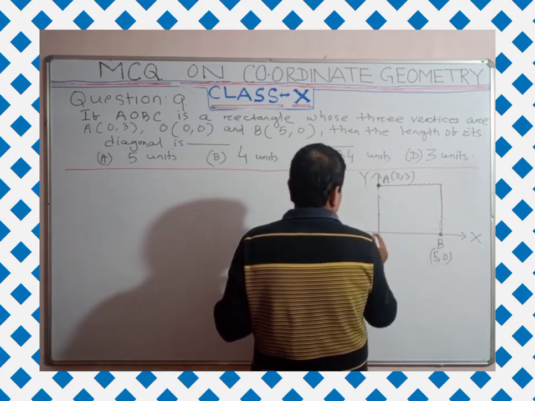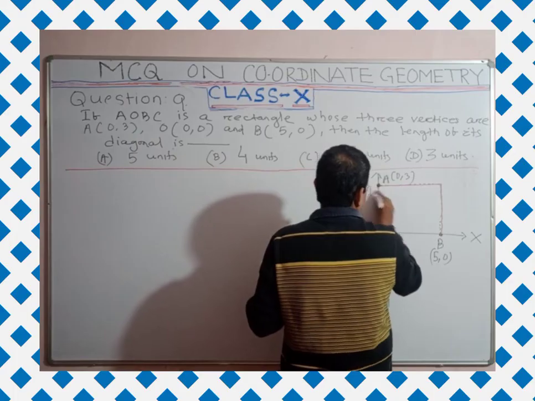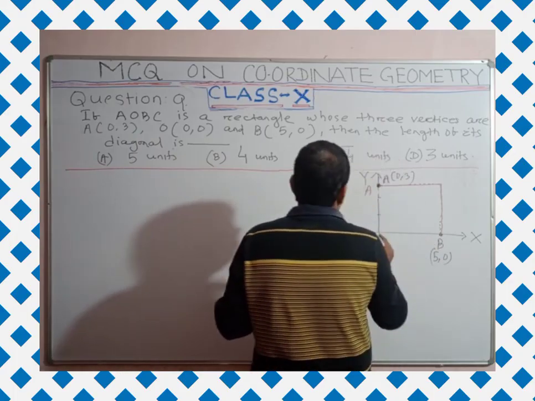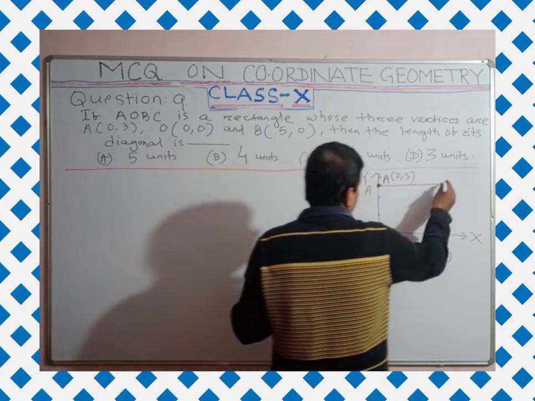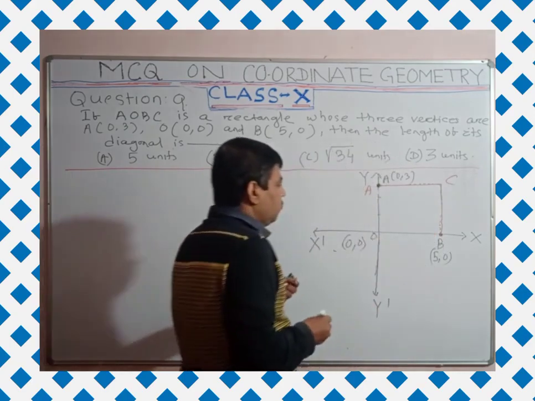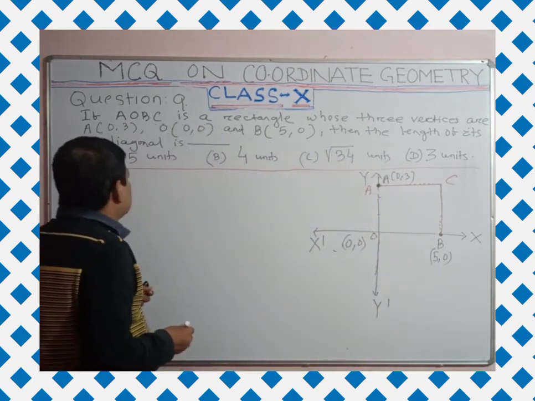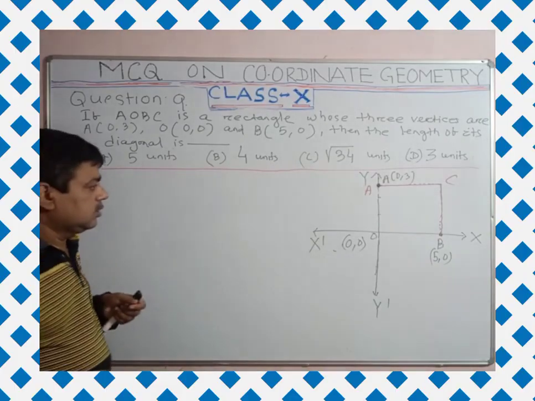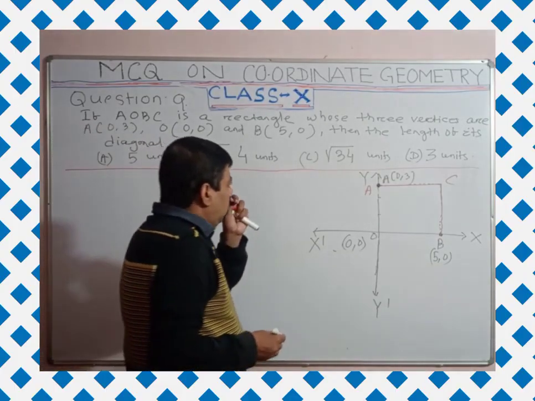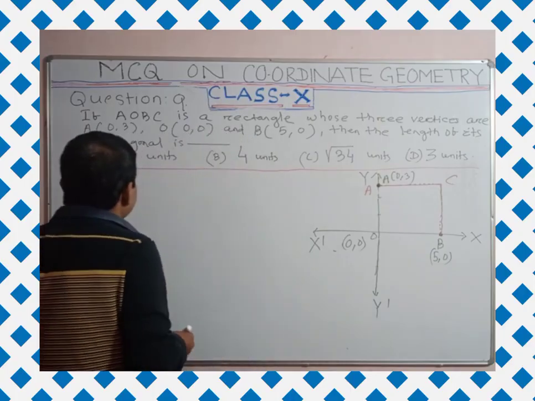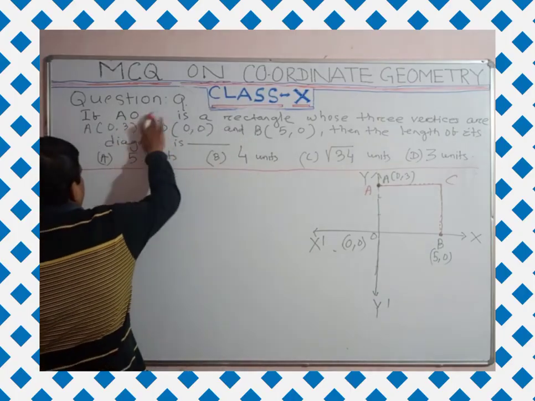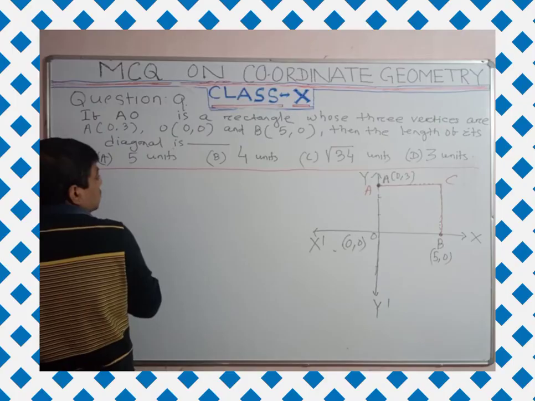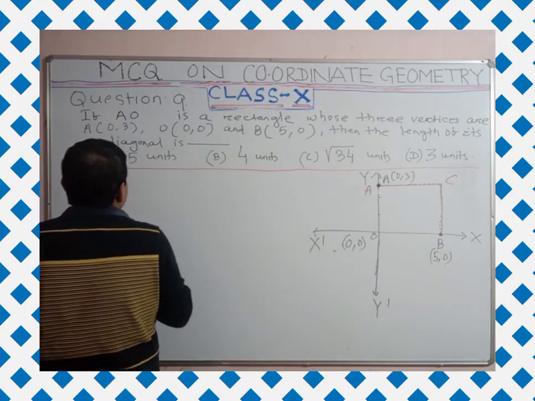Here O, this point is A, and this other point is suppose C. So here OACB is a rectangle. Understand? OACB you can write also. OACB is a rectangle.